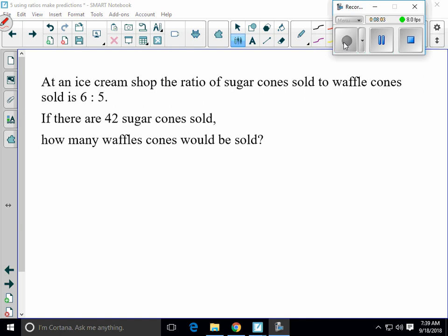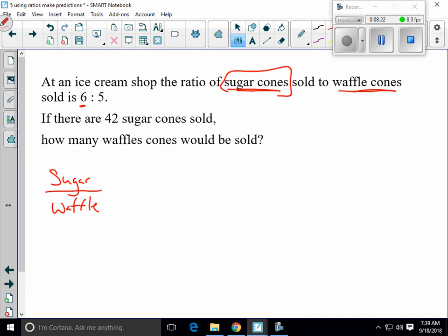At an ice cream shop, the ratio of sugar cones sold to waffle cones sold is 6-5. Okay, so here are the two things we're comparing. Sugar cones to waffle cones. And the order is important. Sugar cones is mentioned first, so that 6 is for sugar cones. So for every 6 sugar cones, they sold 5 waffle cones. I'm going to make an equivalent fraction. Equivalent, think of it equals, and then I have to make a second fraction. Okay, the other information they give us, if there are 42 sugar cones sold, so that 42 is sugar, and I put sugar as my numerator, so I'm going to put the 42 there also.